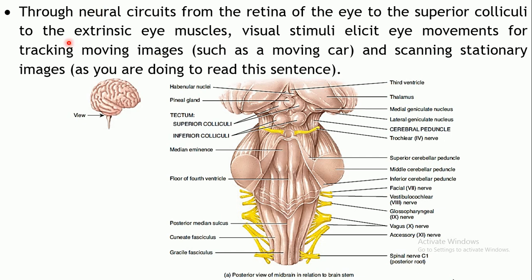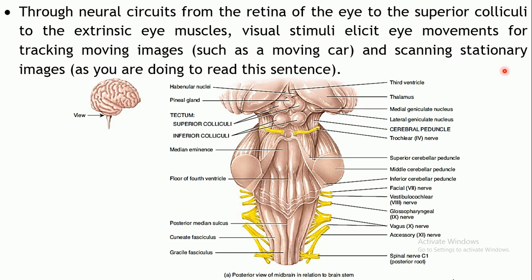Let's say, for example, I am moving this cursor. Your eyes can track it, right? As I am moving it, wherever it goes, your eyes are following it very quickly. So that reflex is coordinated at the superior colliculi. Apart from that, one more reflex is the scanning of stationary images. Say, for example, you are reading this statement, whatever is written over here. When I am reading the first line, your eyes are also tracking what I am reading, right? Through neural circuits from the retina of the eye to the superior colliculi.